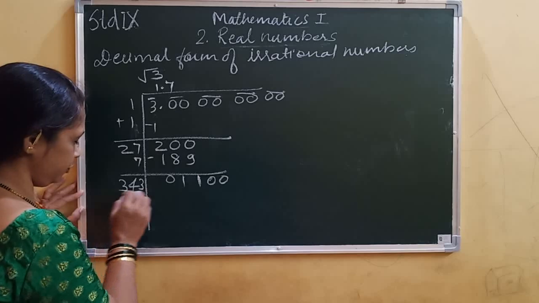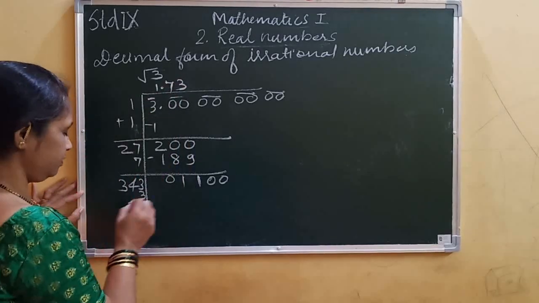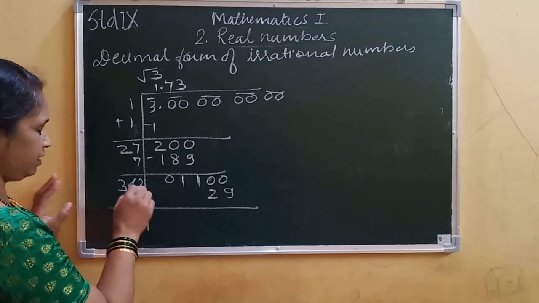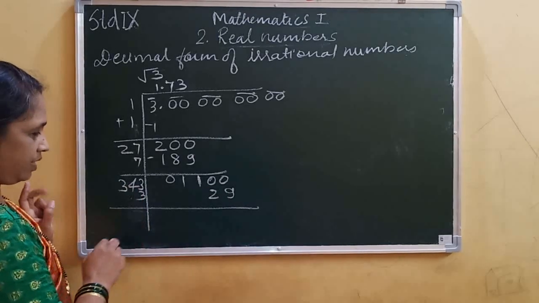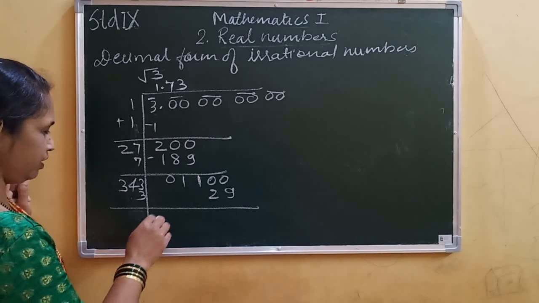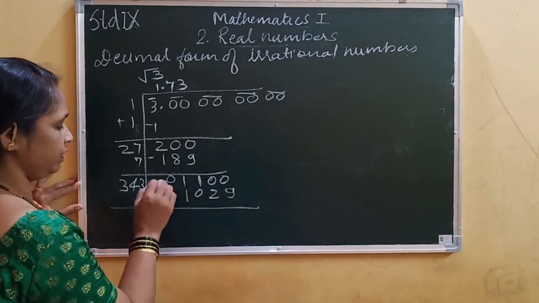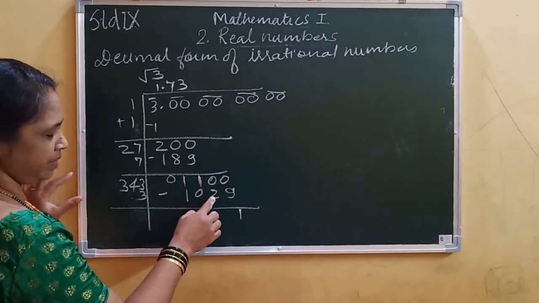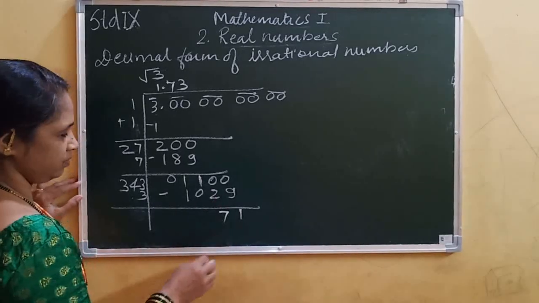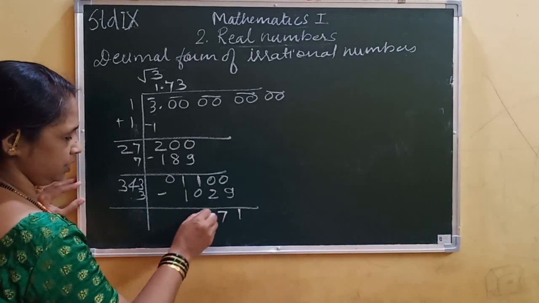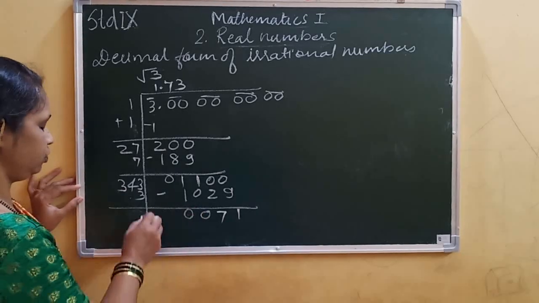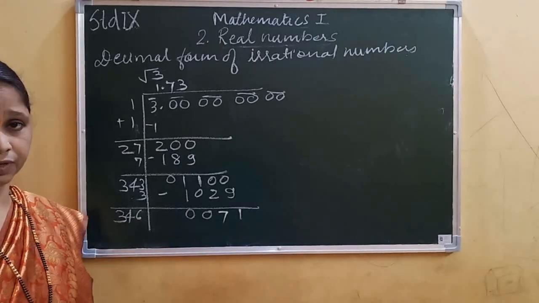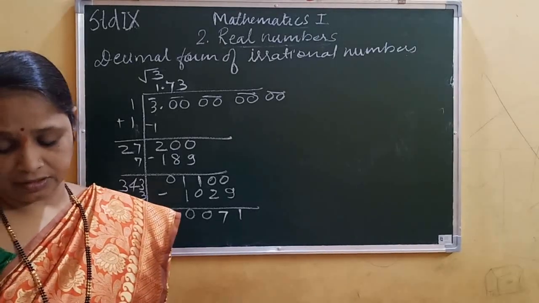So which will be there here? We got 34. So if you take 3, then 3 3s are 9. 3 4s are 12, 2 carry 1. 3 3s are 9, 9 and 1 is 10. Okay. So 10 minus 9 is 1 and 9 minus 2 is 7. Here is 0 and 0. So here it is 6 4 3. Okay, what have we got? 1.73.